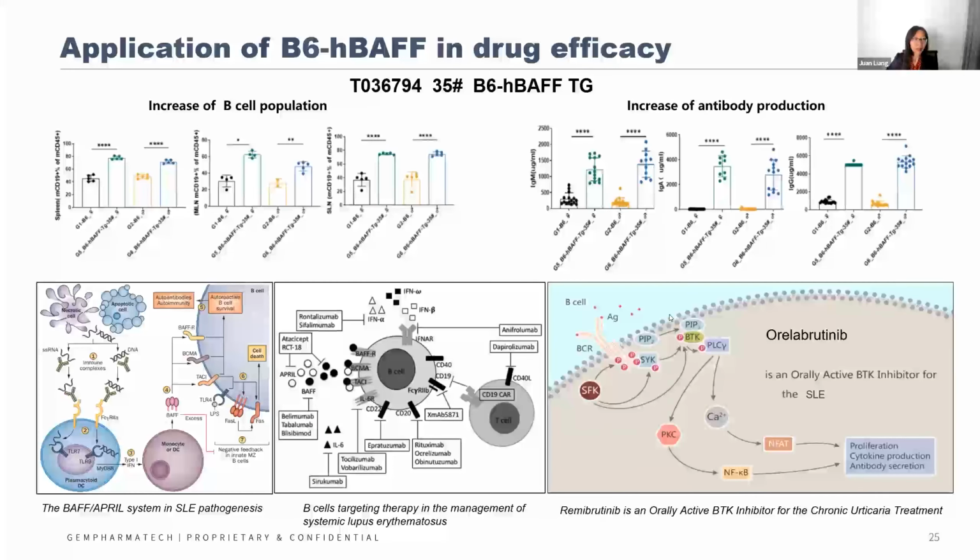So, in summary, the B6 humanized BAFF mice are featured with an increased B cell population and also activation of B cells. So this model could be very useful for evaluating drugs that target B cells for treatment of SLE, especially drugs that target BAFF or drugs that target BTK.